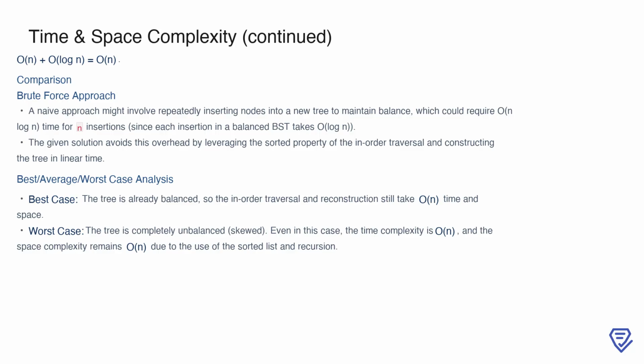Now, let's compare this approach to a brute force method. A naive solution might involve repeatedly inserting nodes into a new tree to maintain balance. This would require O(n log n) time, as each insertion into a balanced tree takes O(log n), and we'd repeat this for n nodes. However, the current solution avoids this overhead by leveraging the sorted property of the in-order traversal and constructing the tree in linear time. Whether the tree is already balanced or completely unbalanced, the time complexity remains O(n), and the space complexity is dominated by the O(n) storage for the sorted list in recursion.